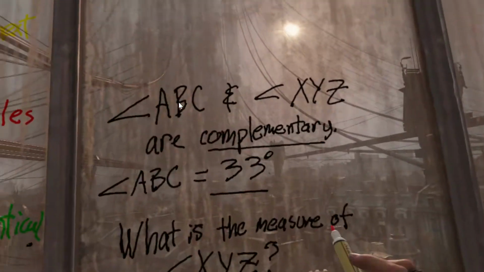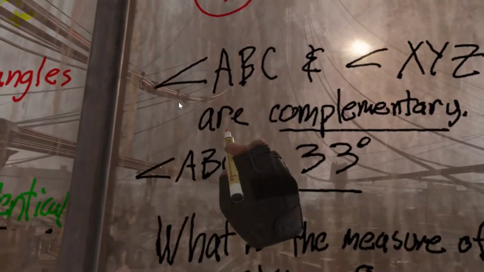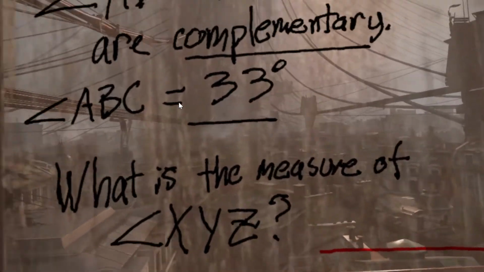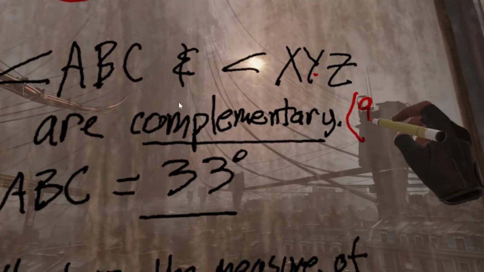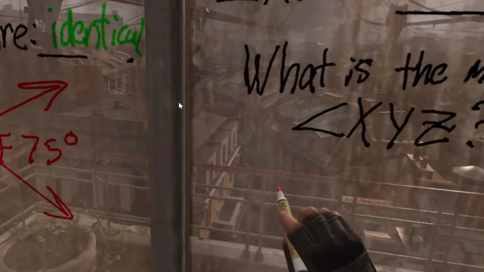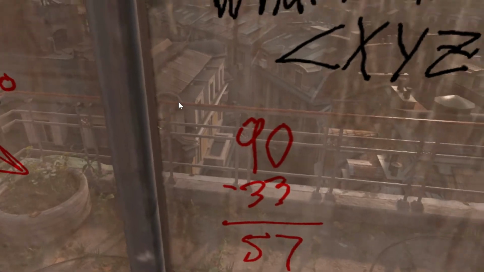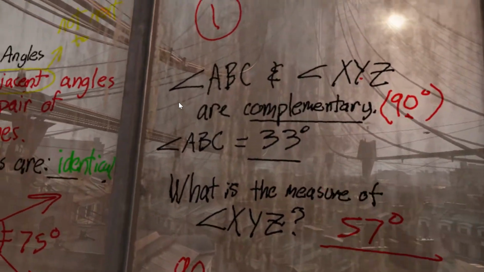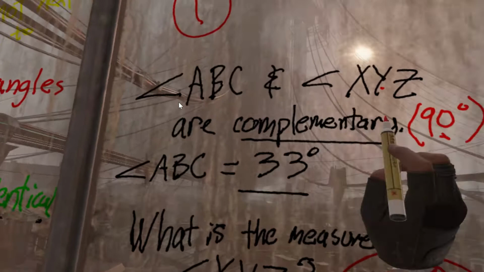I don't know if that's going to help you or not, but this is our example problem number one. Angle ABC and angle XYZ are complementary. Angle ABC equals 33 degrees. What is the measure of angle XYZ? This seems like a simple subtraction problem. If we know that together these two equal 90 degrees, and one of them is 33, the other one is 90 minus 33. So let's do that. 90 minus 33 is 57, yep. 57 degrees. And that's why we need to learn these vocabulary words, because often they'll assume that you can find whatever's missing, because you understand that complementary means 90 degrees.